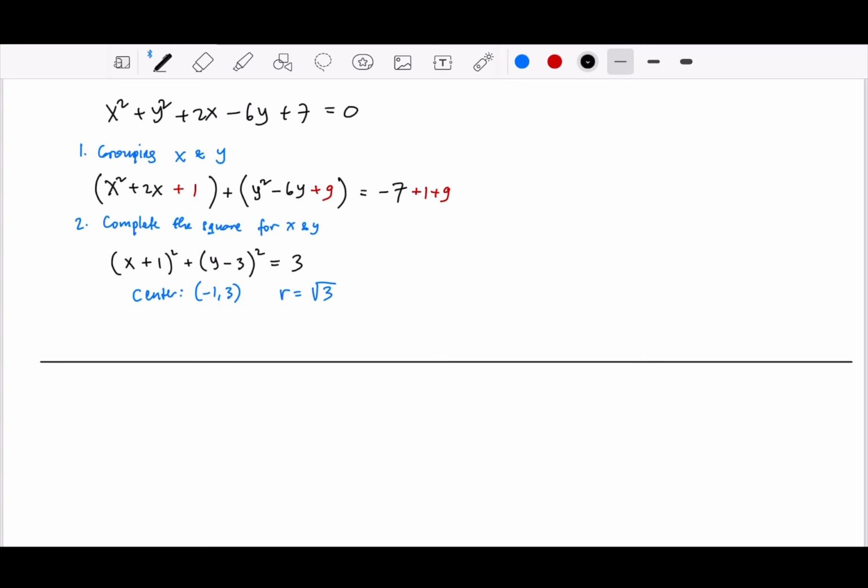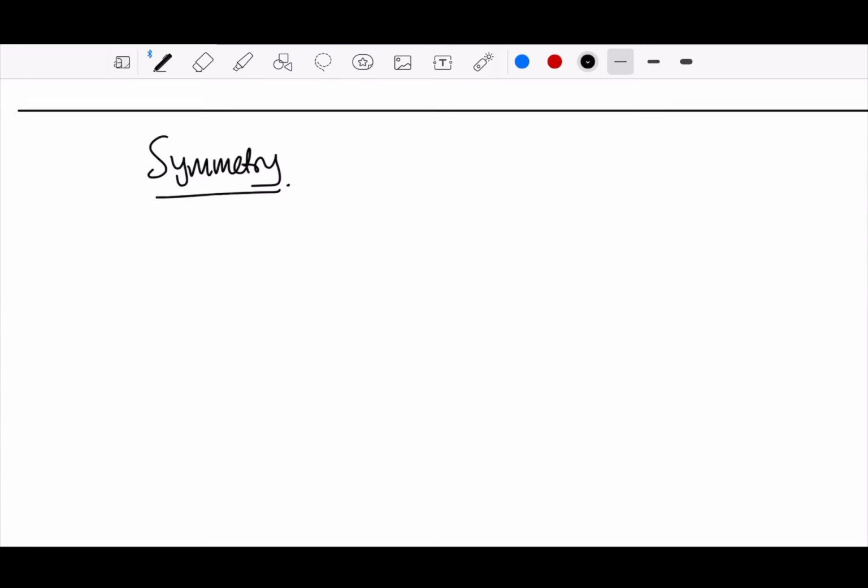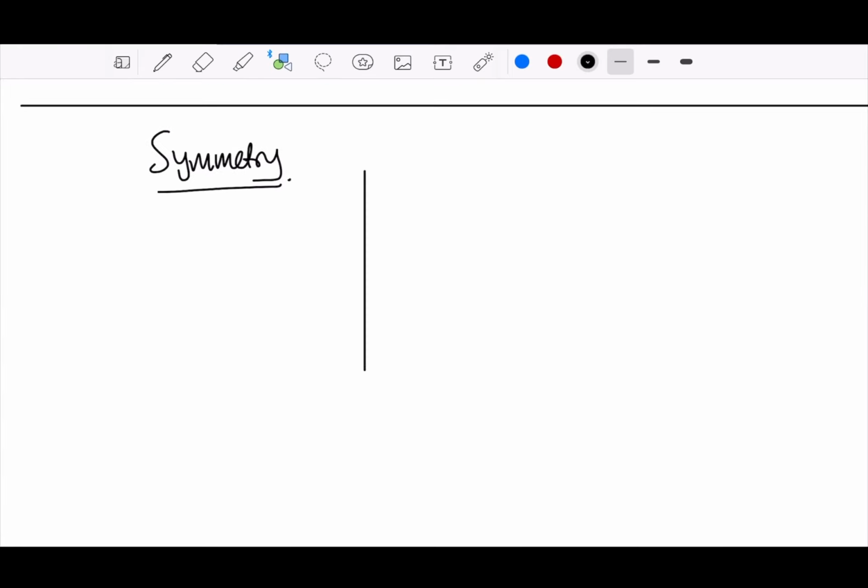Okay, another aspect within graphing a curve is symmetry. Symmetry. Now, if we consider, let's just take a simple x squared as we usually draw.